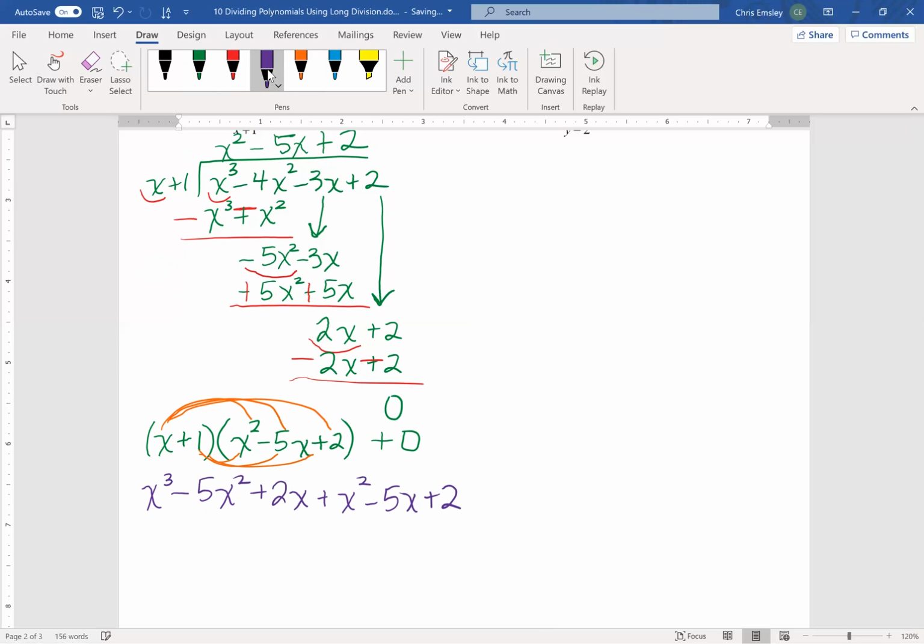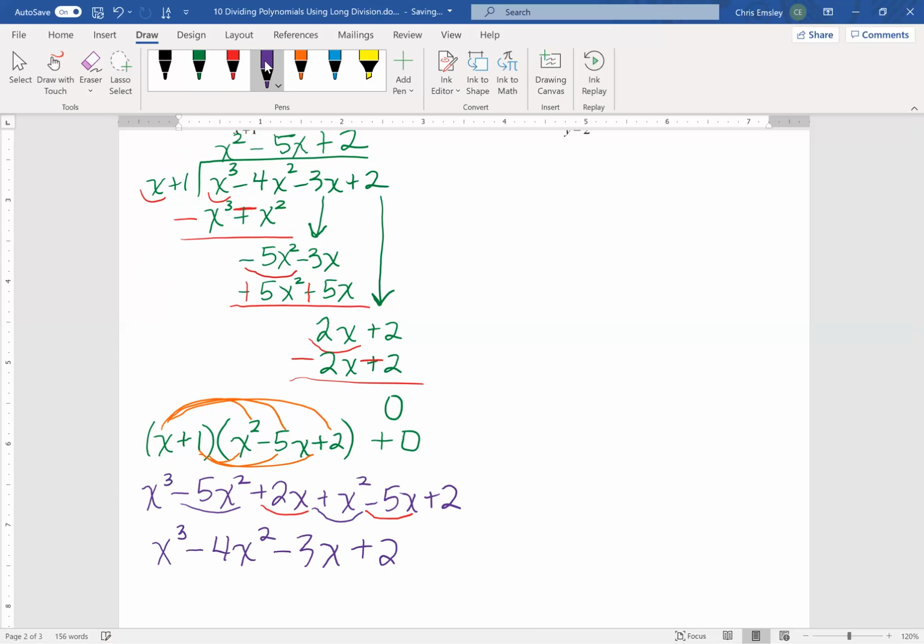We want to gather up any like terms. There's only one cubed, so we just have x cubed. But we do have a negative 5x squared and a plus x squared. So that gives us negative 4x squared. We do have a positive 2x and a negative 5x. So that gives us minus 3x. And then we have that plus 2. And you'll notice this matches exactly what we had up there to start with under the division sign.